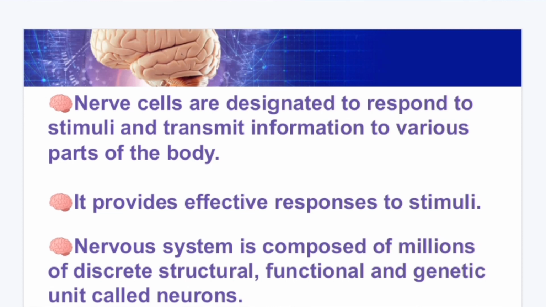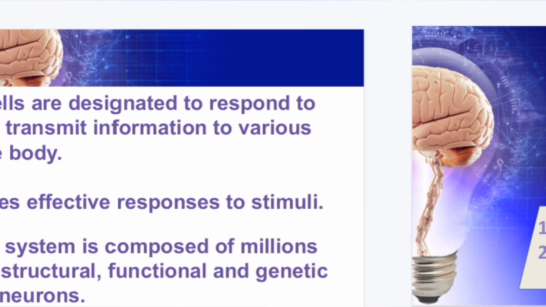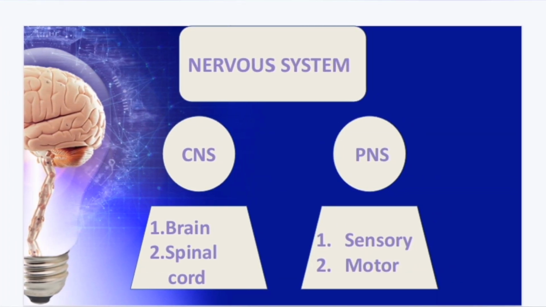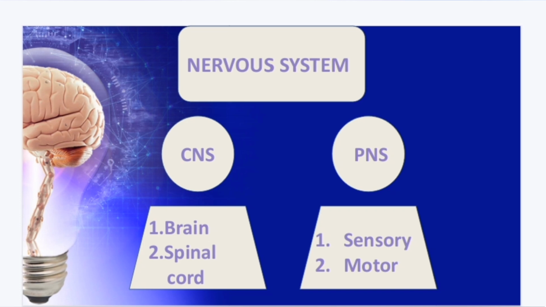So as a result, the structural, functional, and genetic unit which makes up the nervous system is called the neurons. So coming to the classification, first we can divide the nervous system into two branches, the central nervous system or CNS and the peripheral nervous system or PNS. Under the CNS we will study the brain and spinal cord. Under the peripheral nervous system we will study the sensory and motor neurons.